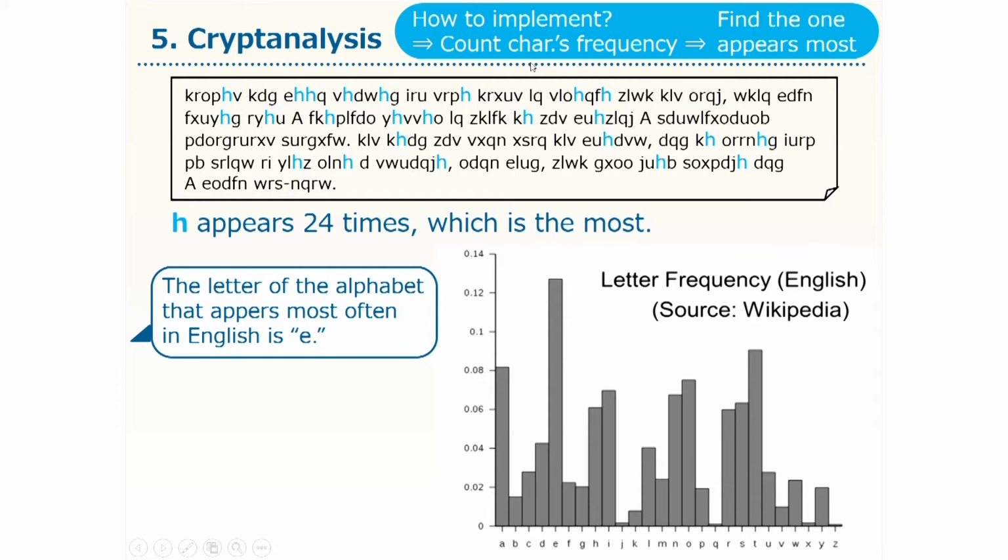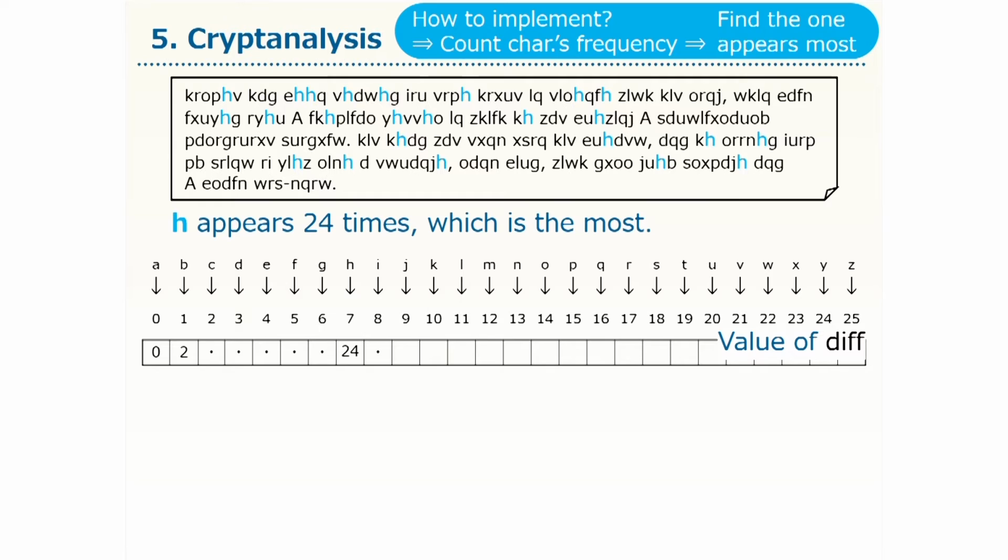That means that it's plausible that since H appears 24 times, H might actually correspond to E. The distance of H from the code A is 7. In other words, H is in the 7th position from A, or the index of H is 7. Furthermore, counting from A, the index of E is actually 4. Let's check it. The index of A is 0. The position of A is 0. The index of B is 1, which is the distance from A. And the index of C is 2, and then D is 3, and the index of E is 4.